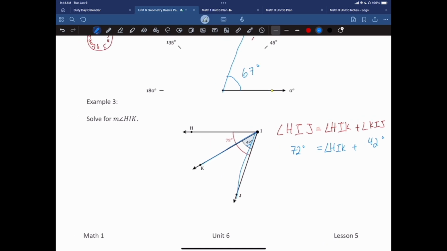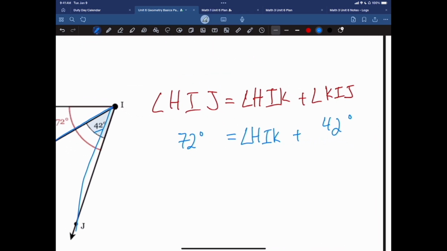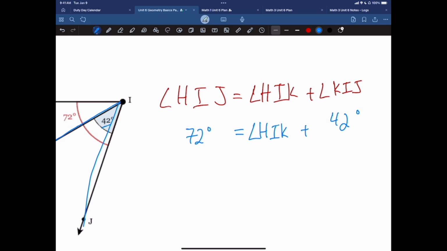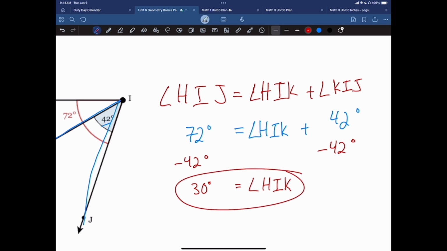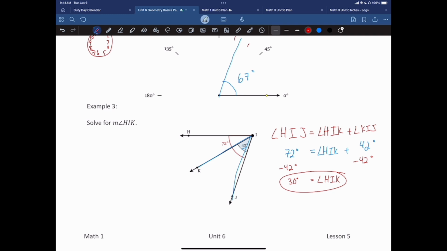We're just trying to solve for the measurement of HIK. So you're basically treating this like the letter X. We have a one-step problem. This is now a first semester question. Don't make it any harder than that. I need to get the X by itself, or in this case, angle HIK. So I'm going to subtract 42 degrees from both sides. We're left with angle HIK equals 30 degrees. And that's example 3. That is the notes for today. Good luck.